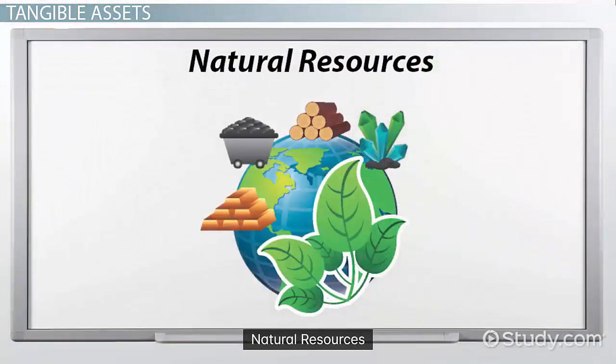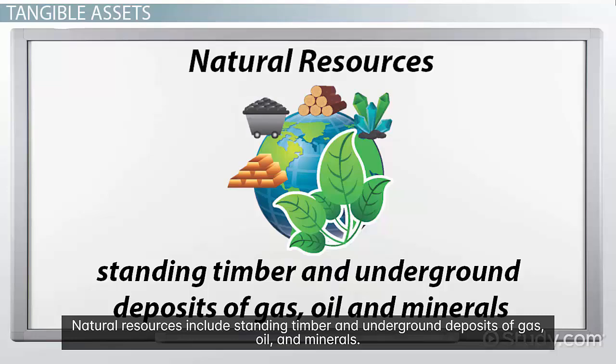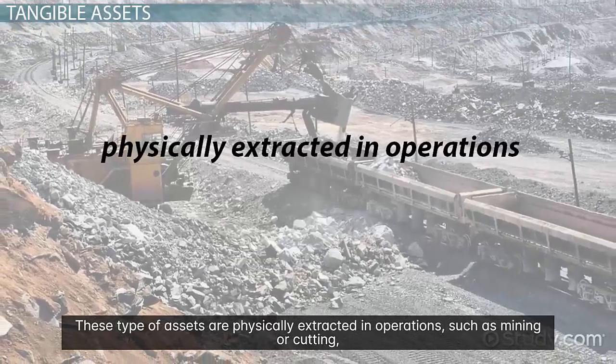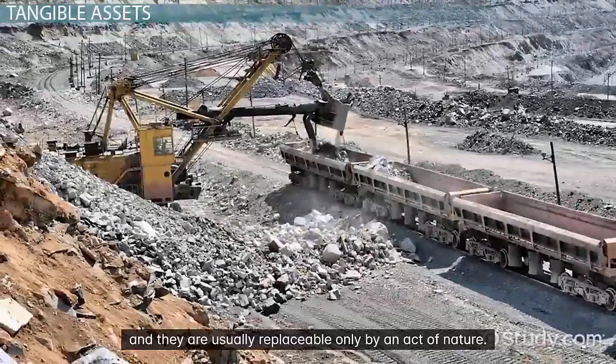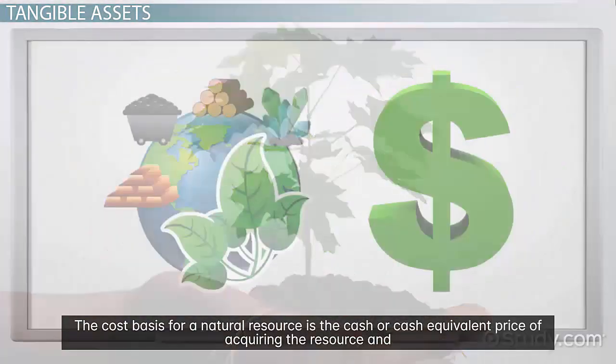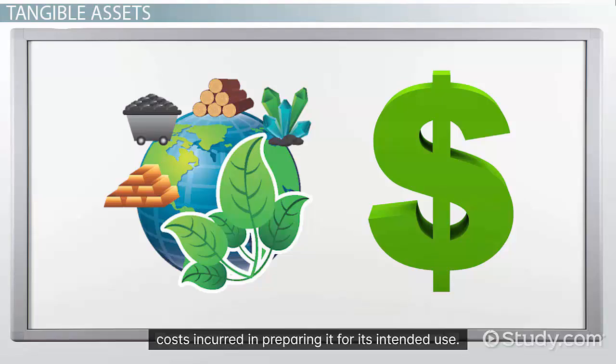Natural resources. Natural resources include standing timber and underground deposits of gas, oil, and minerals. These types of assets are physically extracted in operations, such as mining or cutting, and they are usually replaceable only by an act of nature. The cost basis for a natural resource is the cash or cash equivalent price of acquiring the resource and costs incurred in preparing it for its intended use.